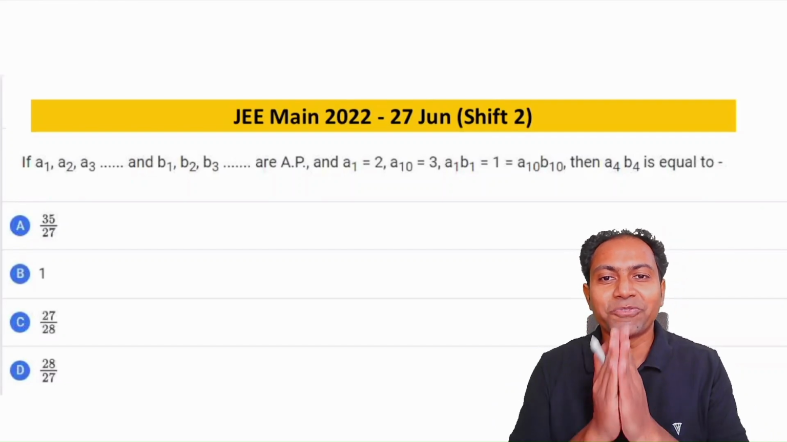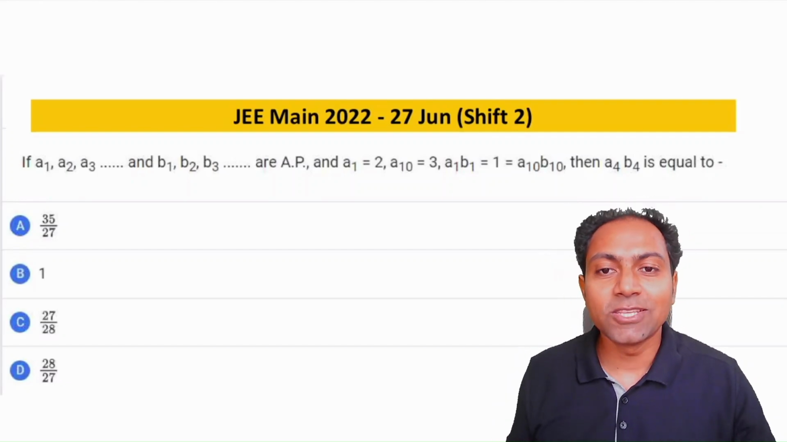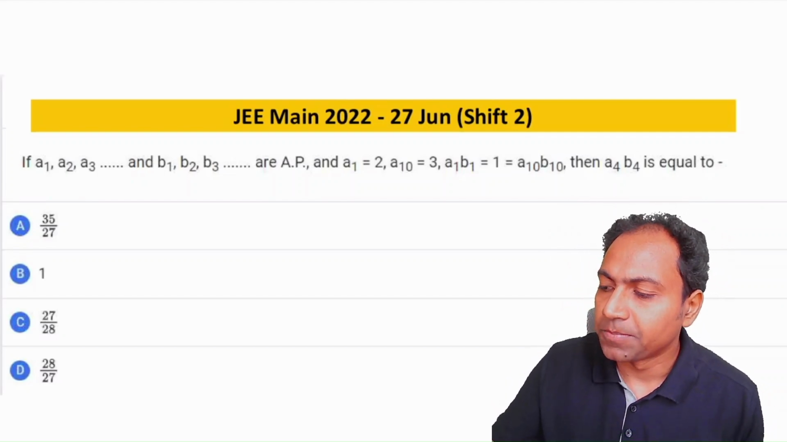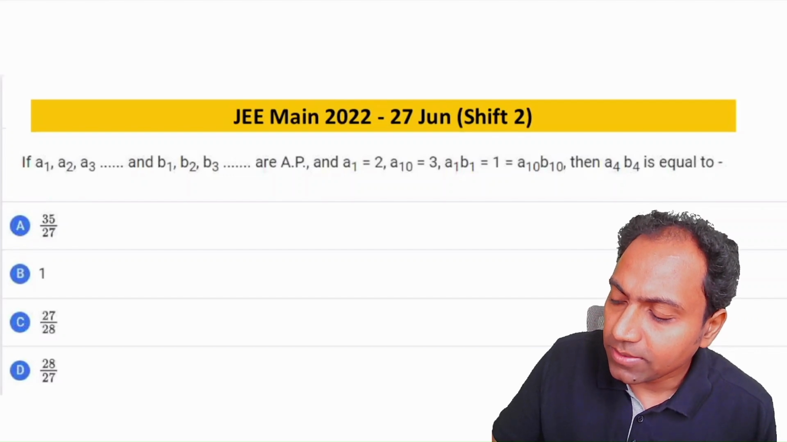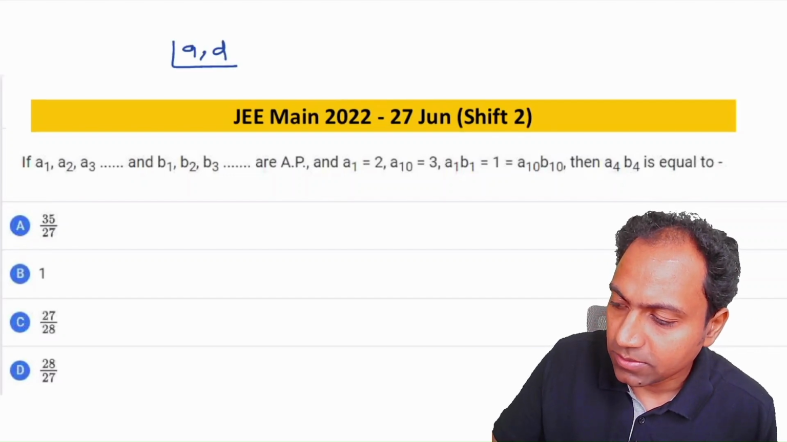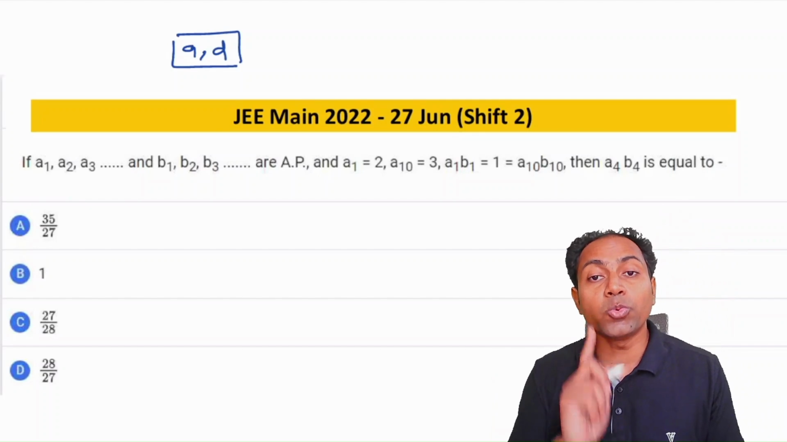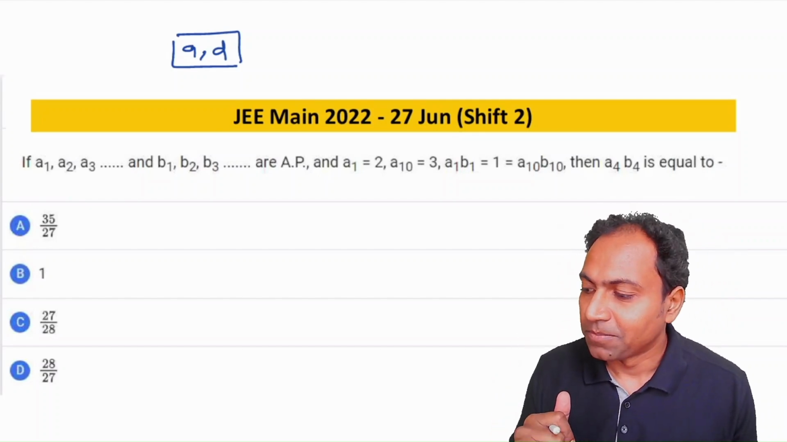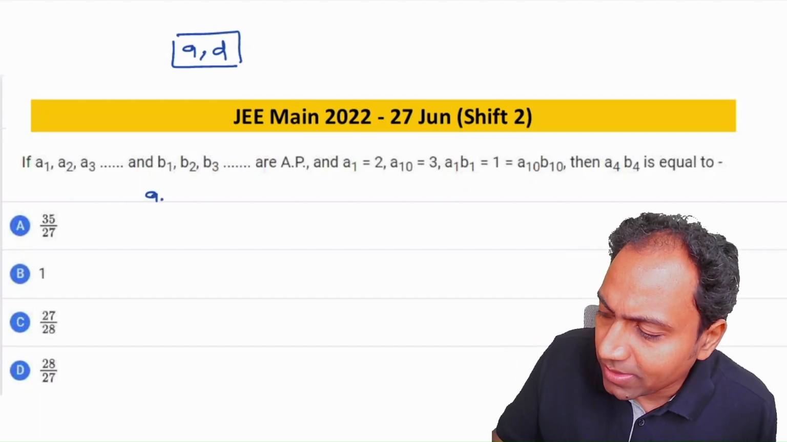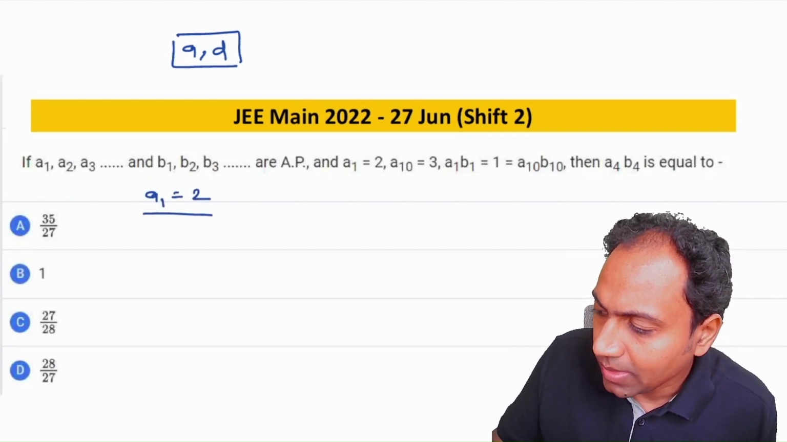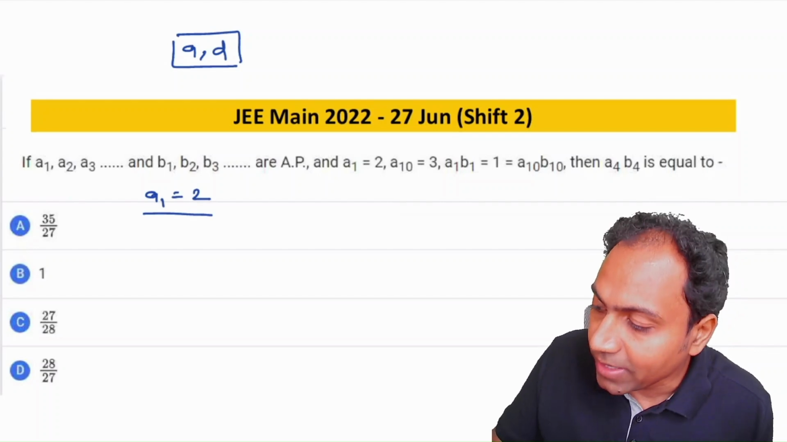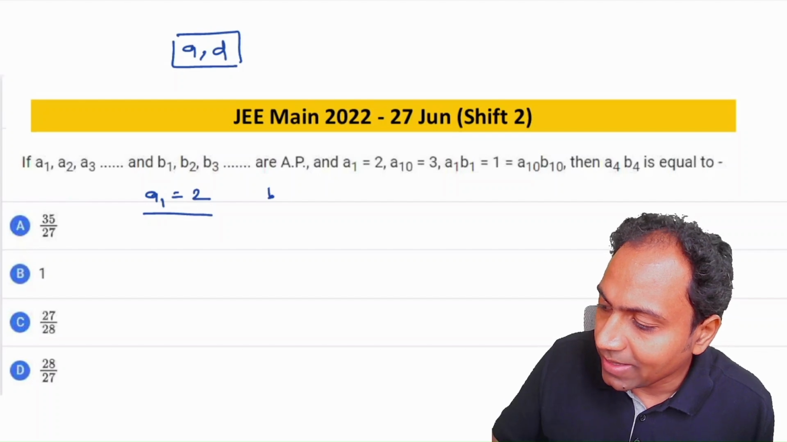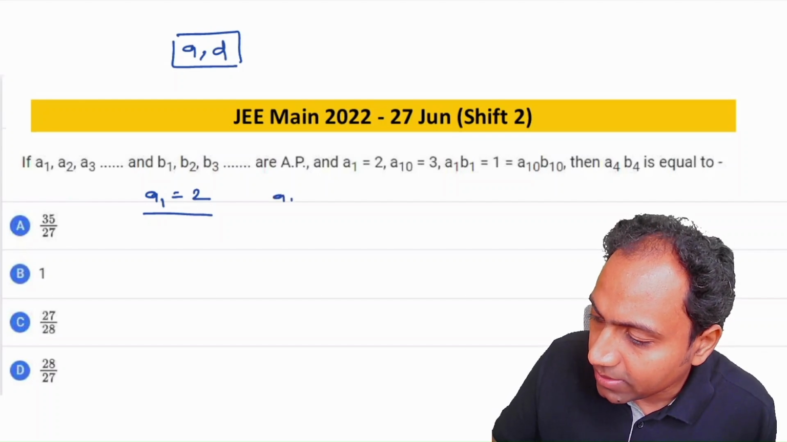Now let us look into the first question based on this problem type. In this question, and in fact any question of AP, there are two important factors to be determined: the first term and the common difference. This series talks about two different arithmetic progressions, one in terms of A, another in terms of B. They have given the value of A1, the first term, as 2. For B they have not provided it, but we can find it because we have been given the value of A10, which is 3.